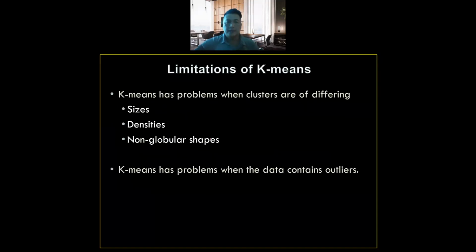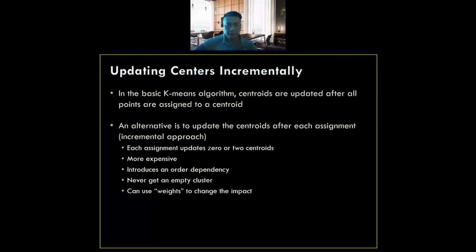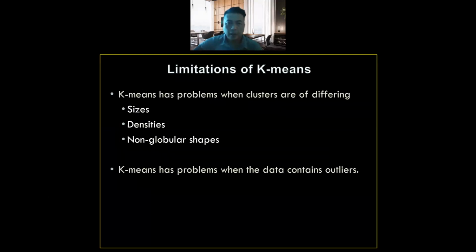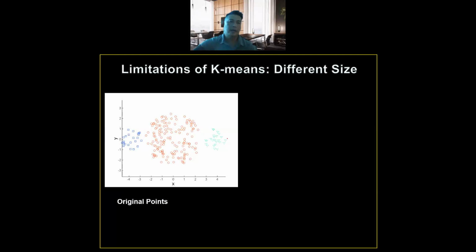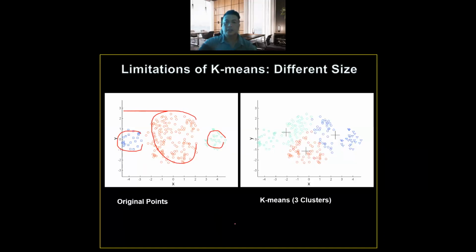Okay. There are some limitations. We will have problem when we have different sizes, different densities, and non-globular shapes. Okay. So we will look into how do we tackle this problem. For example, like this, they have different size of cluster. So can you see 3 clusters here? Okay. So when you perform the clustering, you will have something like this, which is not a perfect cluster.